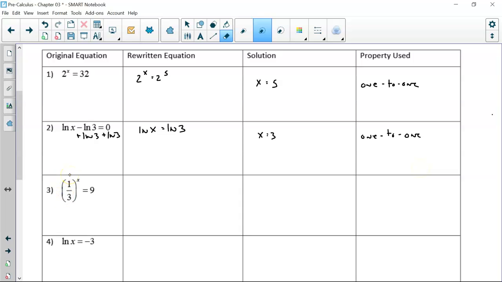One-third to the x power equals 9. So what we could do is rewrite this. 1/3 is the same as 3 to the negative first, to the power of x, and that equals 3 squared. Now, using our exponent rules, power to a power we multiply. So 3 to the negative x equals 3 to the second. Using that one-to-one property, negative x equals 2. So then x equals negative 2. There's a couple different ways to rewrite those. That's just one of the ways. Once again, one-to-one property.